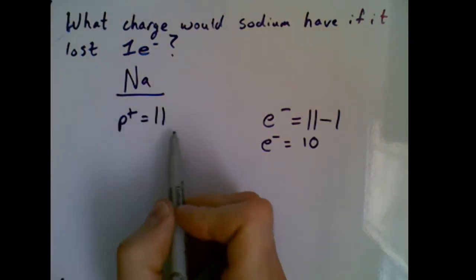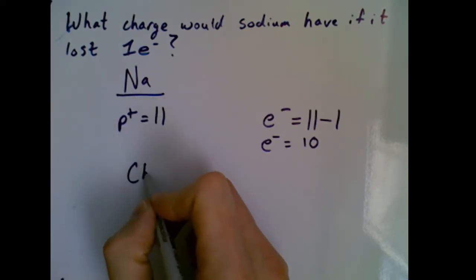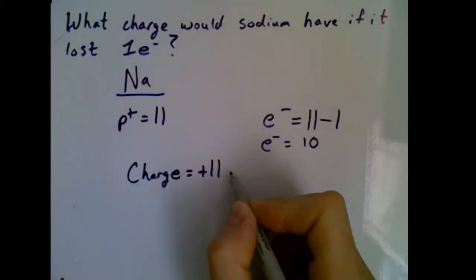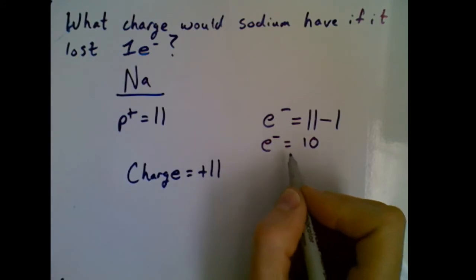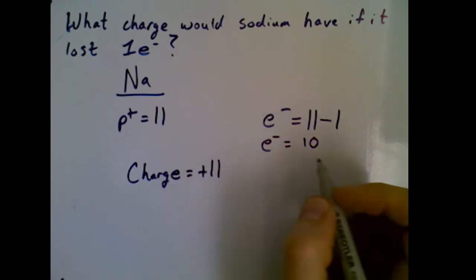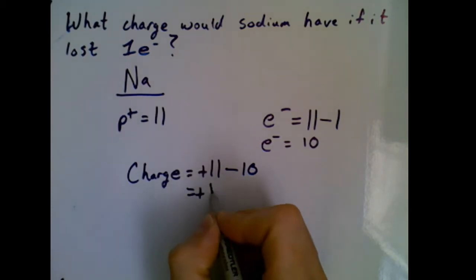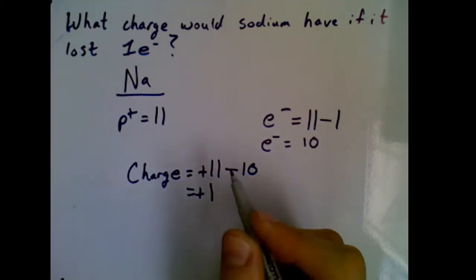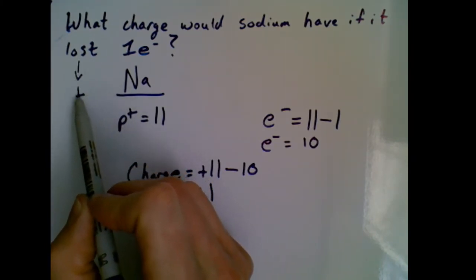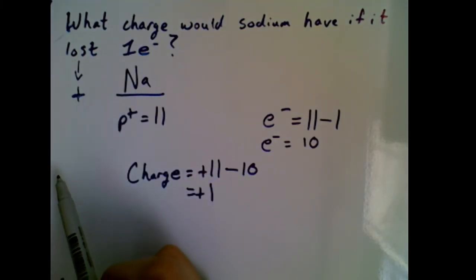Now keep in mind, each of these protons carries 1 positive charge. So the overall charge is the 11 protons combined with the 10 electrons. And remember, electrons are negative, so that's like subtracting that number. The overall charge that we get is a positive 1. And actually, if you lose electrons, this will always result in a positive charge. However many electrons you lose is what that positive charge will be.